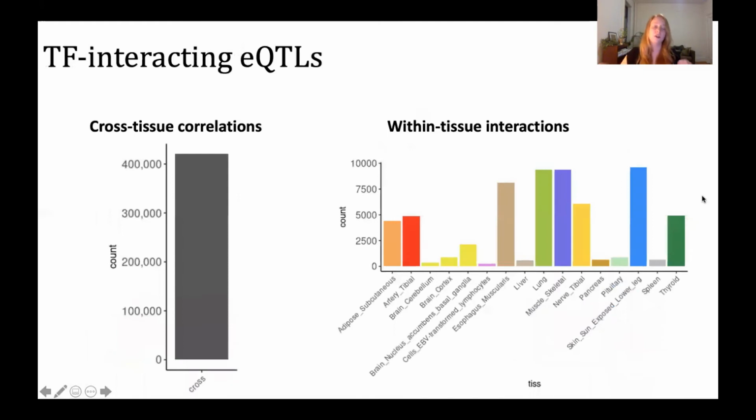I did this for all the variants, and across tissues, we found about 400,000 relationships between a transcription factor and an eQTL effect size. And we found in different tissues differing numbers of interactions, from 50 up until about 10,000.